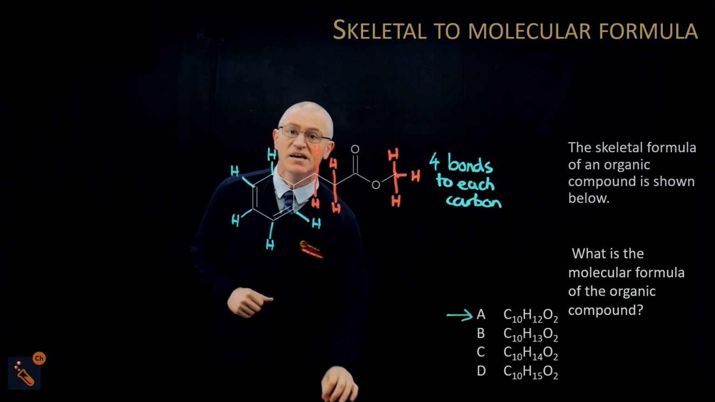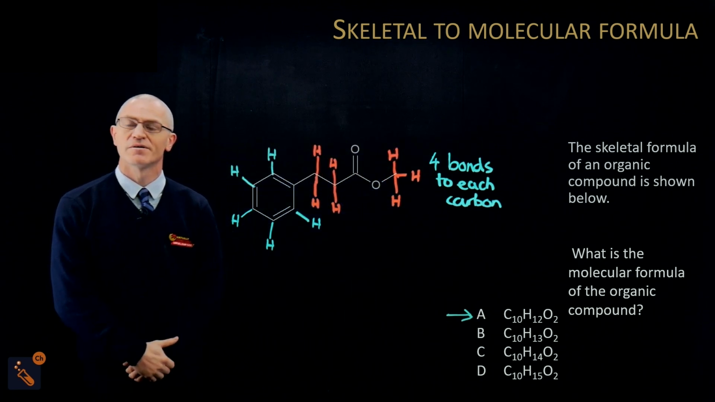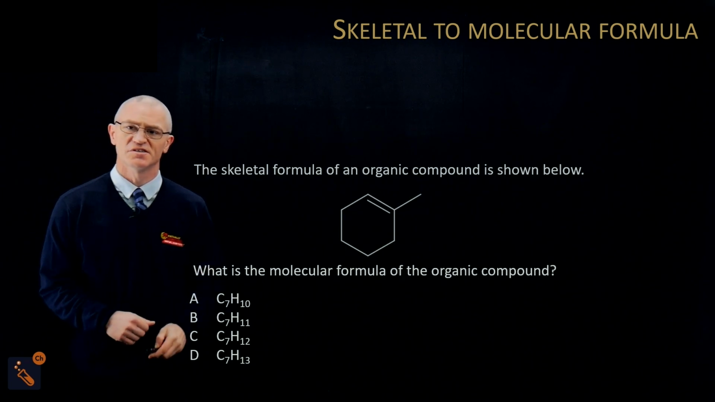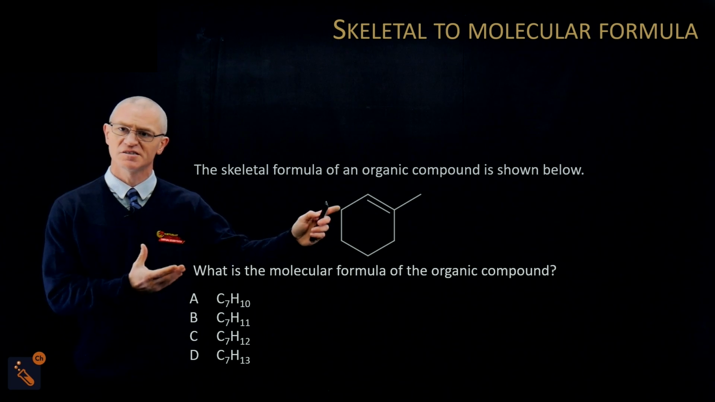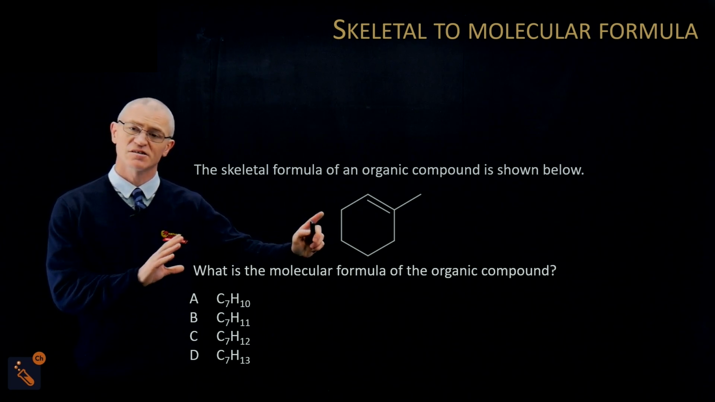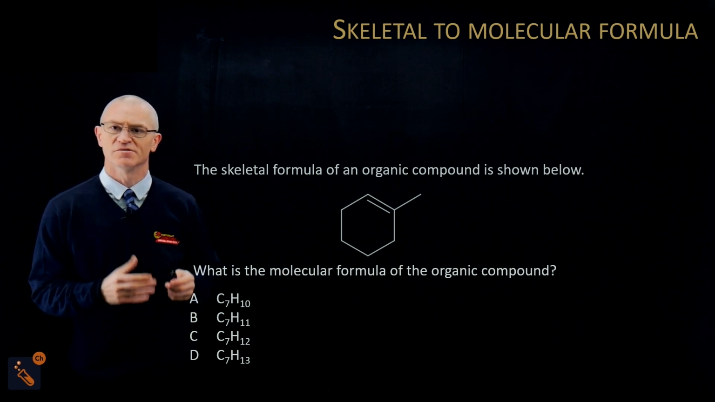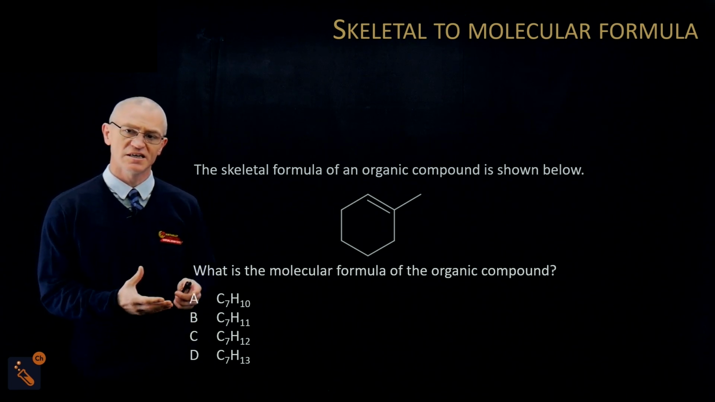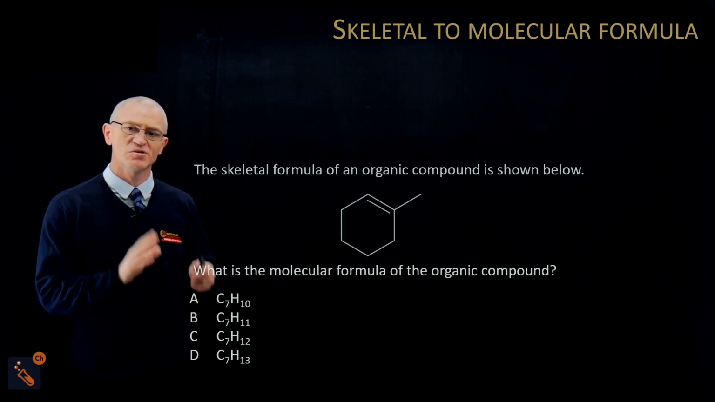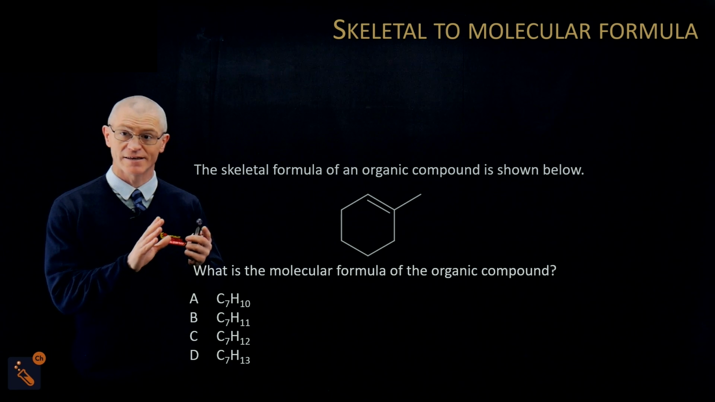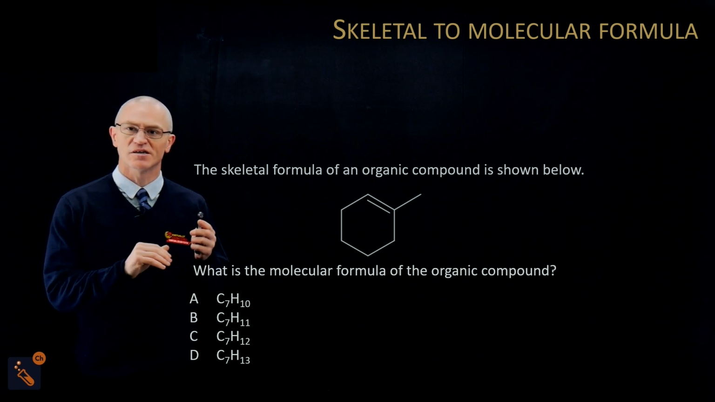Okay. C10H12O2. We're going to move on to our second example of this type of question, where we've got a slightly simpler molecule, which is a cycloalkene. So it's an alkene, and it's a cyclo compound. So on here, we've got some molecular formulas again, and we want to do exactly the same thing as we did before. But I'm going to show you a little trick to do this a little bit quicker.